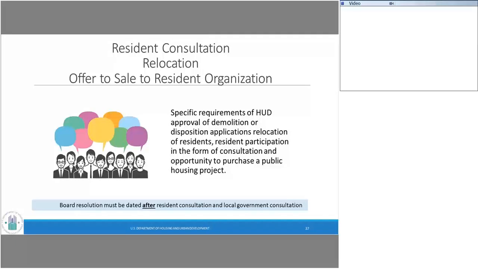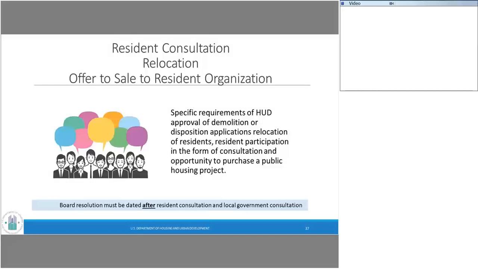Their buy-in is taken into consideration, their questions are answered, their concerns are addressed, which is why board resolutions must be dated after resident consultation and local government consultation. That shows SAC that you all did the proper steps in proper order.